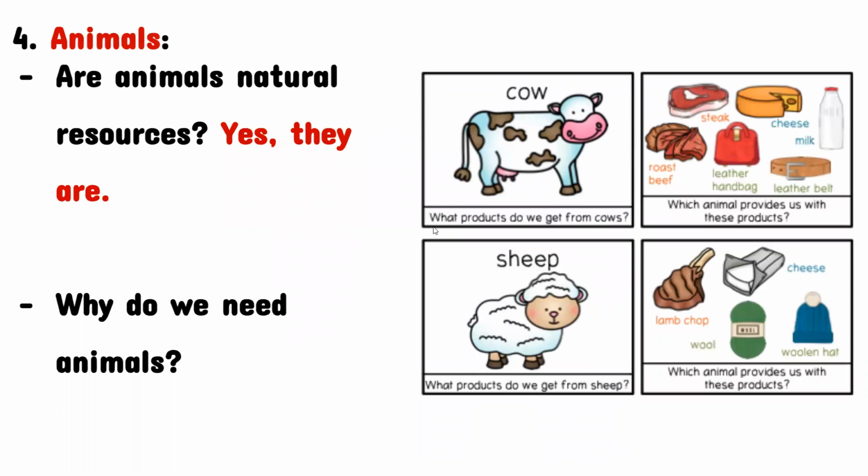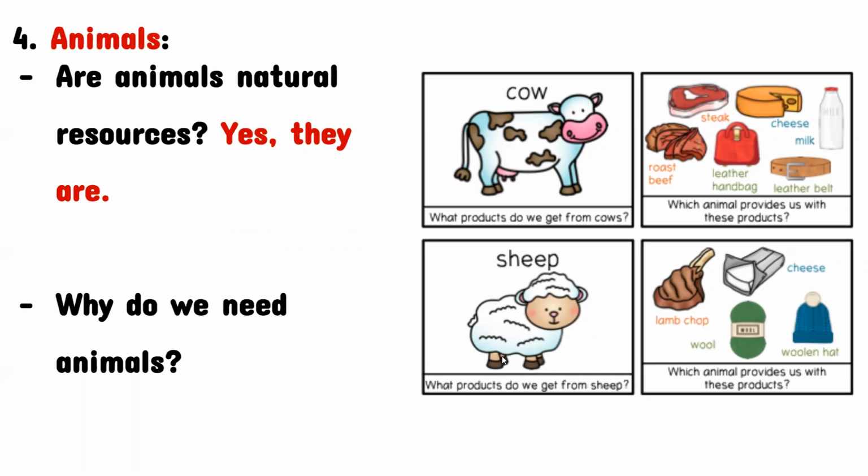The fourth natural resource is animals. So when I say animals, we know what animals are, right? So why do we need animals? We need animals to get things from them, like from the cow. What products do we get from cows? We can get cheese, milk. Also, we can make things from its skin, and we can eat the beef or the meat, or we can make steak also. So these are things that we can take from cows.